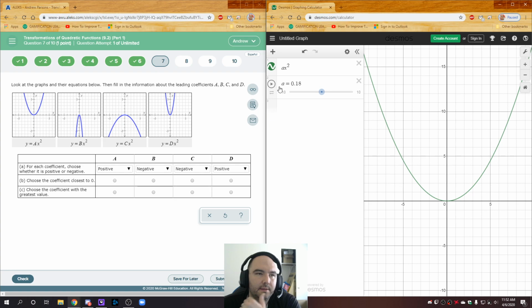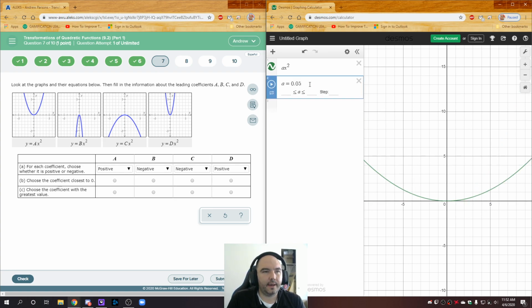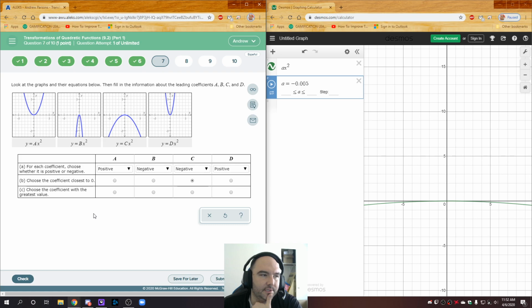Right as we get close to 0, it gets really wide. And it doesn't matter if it's positive or negative. It just really matters if it's wide. I'm going to make it wider. See? So what we're looking for is the widest graph. Whatever graph is the widest, regardless of whether it's going up or down, that's the closest to 0. So in this case, it looks like C is the widest. So I'm going to say C is the closest to 0.